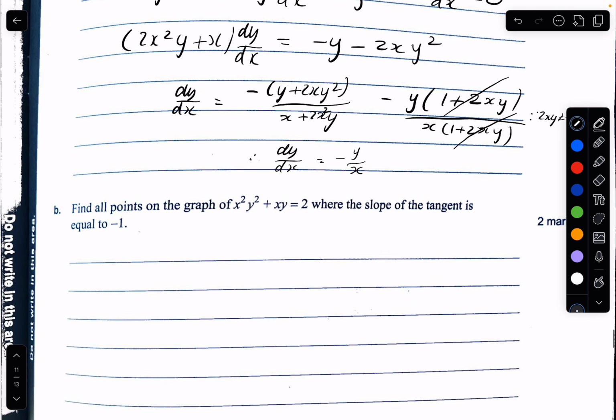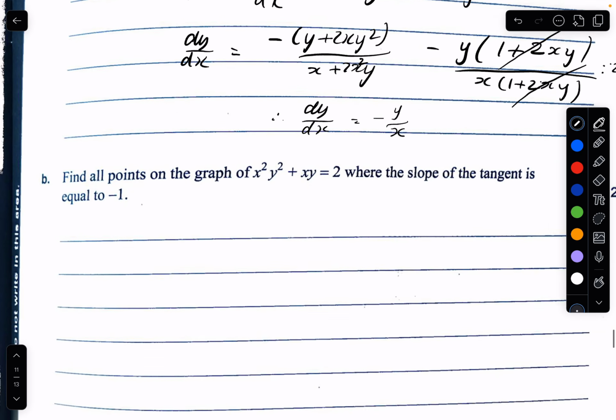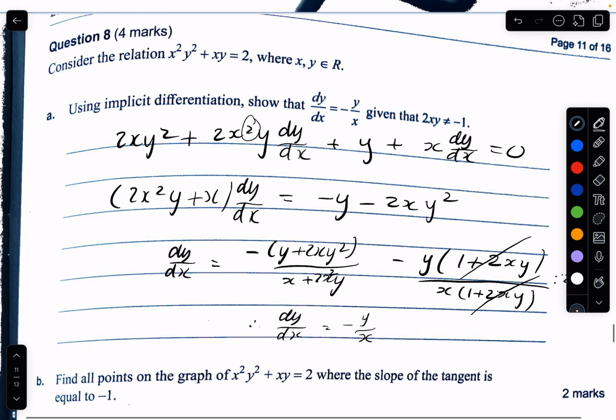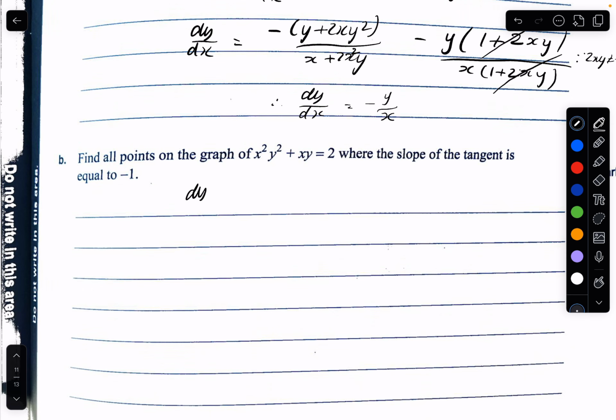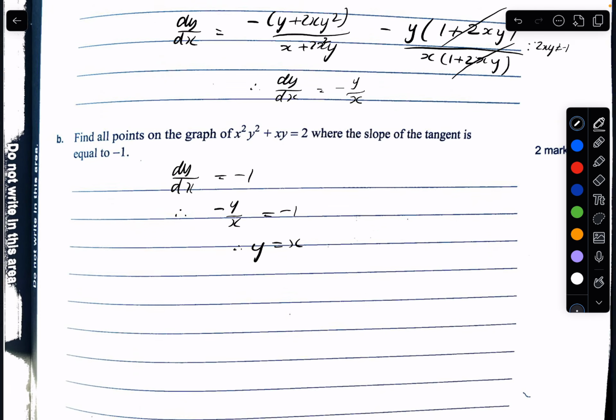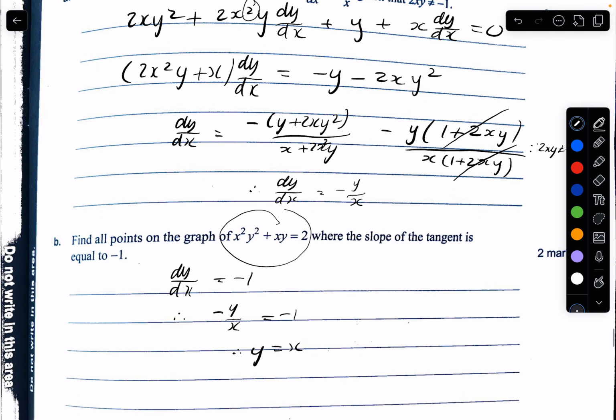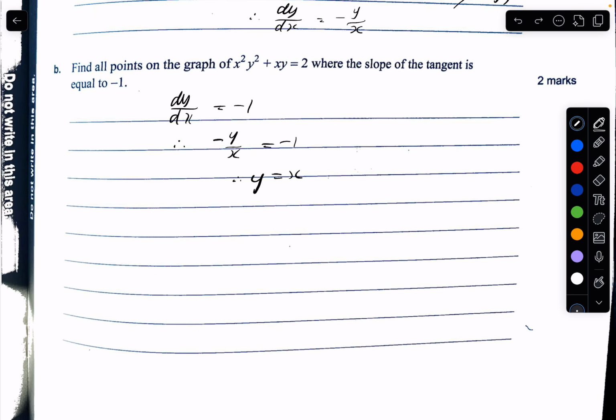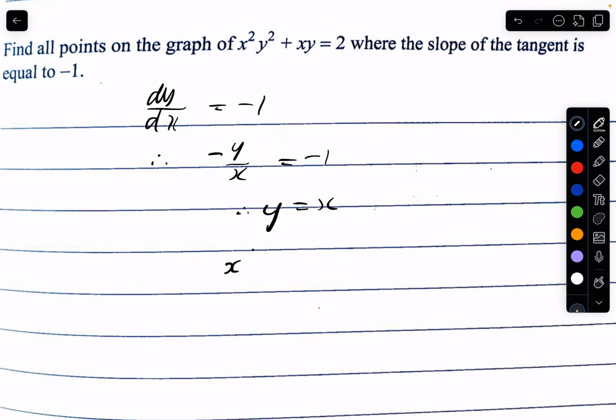Find all the points on the graph where the slope of the tangent is equal to negative 1. So, alright, dy over dx is equal to negative 1. Therefore, negative y over x is equal to negative 1. Therefore, y is equal to x. Alright, so we've got to plug that into here to figure out what values that is. So that means x to the power of 4 plus x squared is equal to 2.